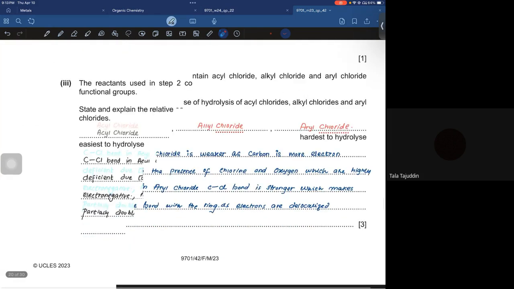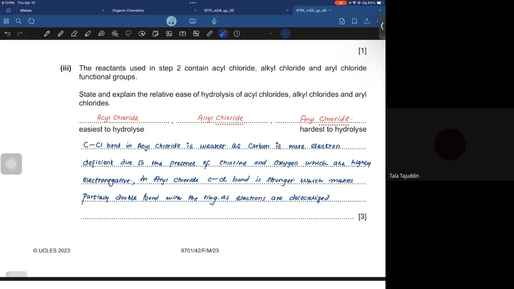Okay, that's it. The reactant used in step 2 contains acyl chloride, alkyl chloride, and aryl chloride functional groups. State and explain the relative ease of hydrolysis of acyl chloride, alkyl chloride, and aryl chloride. Hydrolysis means it's going to react with water, so we have to see how strong the C-Cl bond is. If the C-Cl bond is stronger, it would not hydrolyze easily, and more energy would be required, of course.